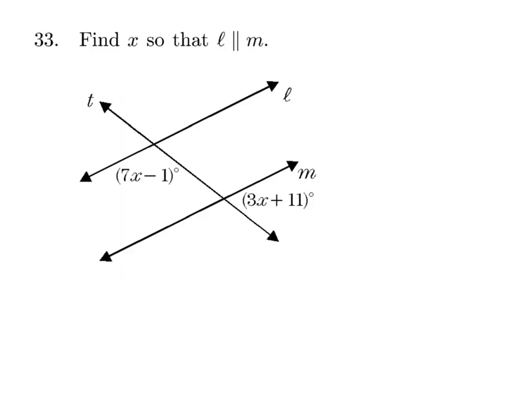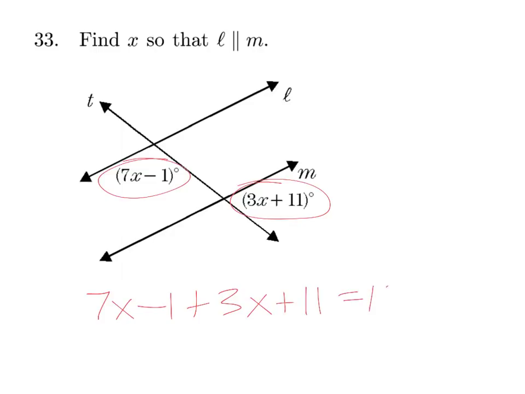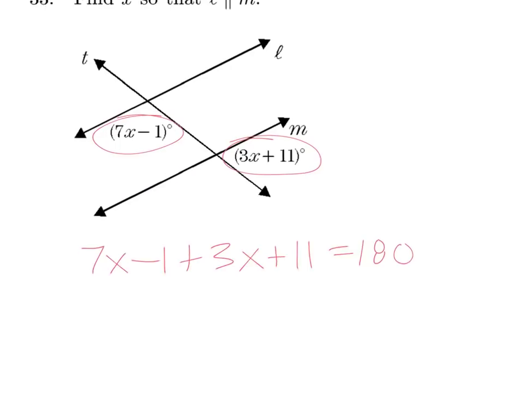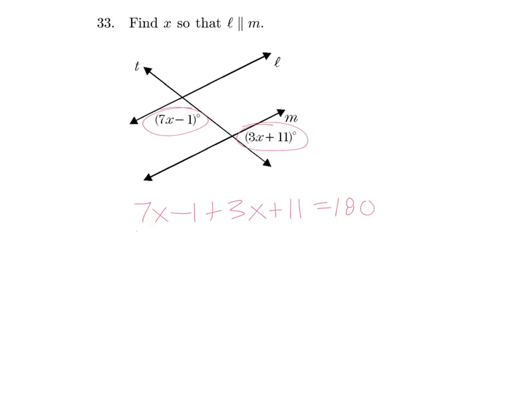All right, find x so that L is parallel to M. Okay, well, what's the relationship between these angles here? There's no name for this pair of angles, and if that's the case, then they're supplementary. So I say 7x minus 1 plus 3x plus 11 equals 180. Alrighty, and I'm going to add like terms.